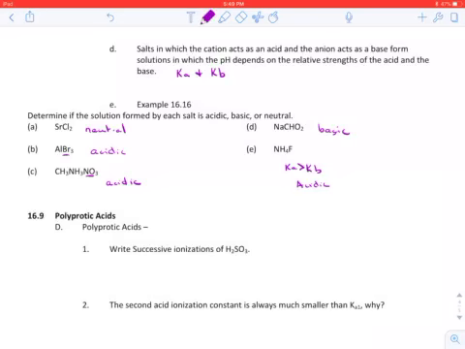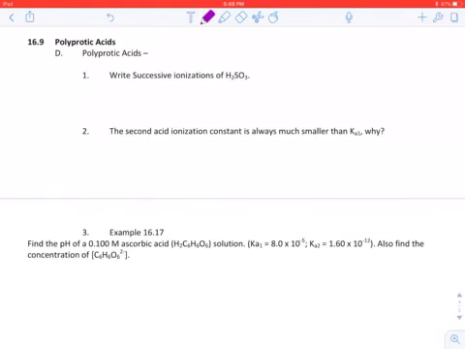The book does a great job of going over it. Okay, on to 16.9, polyprotic acids. The prefix poly means many, so polyprotic acids means we have many H's to give away.